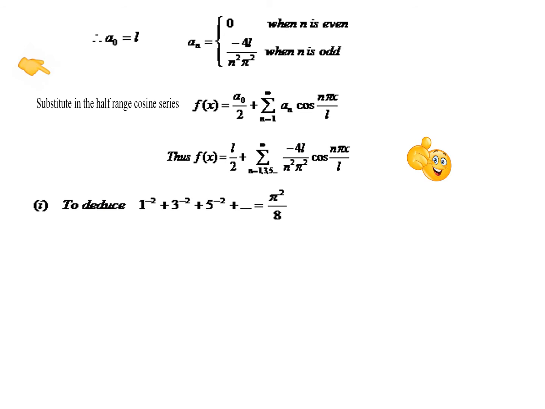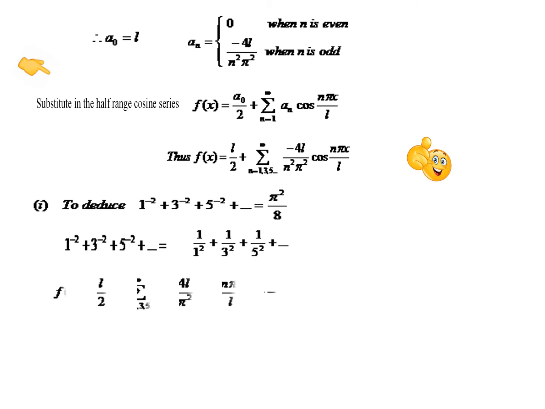1 power minus 2 plus 3 power minus 2 plus 5 power minus 2, etc. When you observe, actually this is the same as 1 by 1 squared plus 1 by 3 squared plus 1 by 5 squared. And look at the Fourier cosine series answer we have received, and compare this with the series which we need to deduce. The pattern is, in the denominator we have n squared. So in the Fourier series also we have denominator n squared. So we shall just substitute some value for x. And you remember cos 0 is 1. So we shall just substitute x as 0.